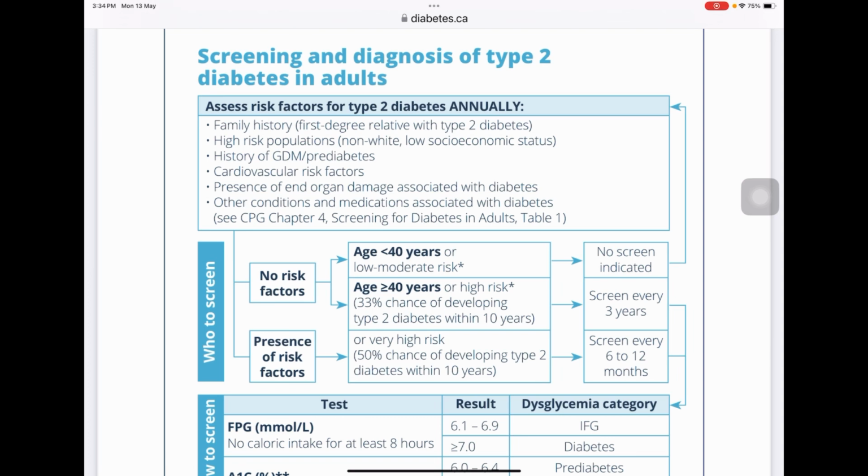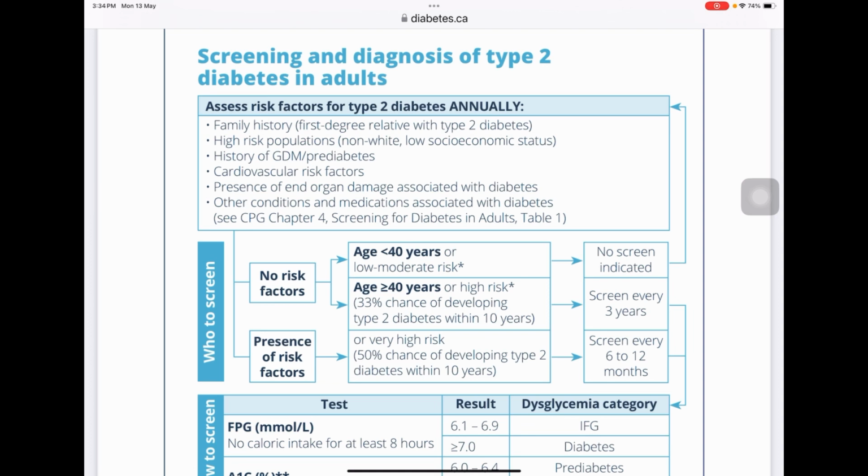Is there any first degree relative with type 2 diabetes? We have to check the high risk population. Who are the high risk population? Asians and Europeans are high risk populations for diabetes. But high risk also includes non-white and low socioeconomic status. And history of GDM or pre-diabetes in a patient is a risk factor for development of diabetes. Cardiovascular risk factors, obesity, presence of end organ damage associated with diabetes, and other conditions and medications associated with diabetes. So these are some of the risk factors.